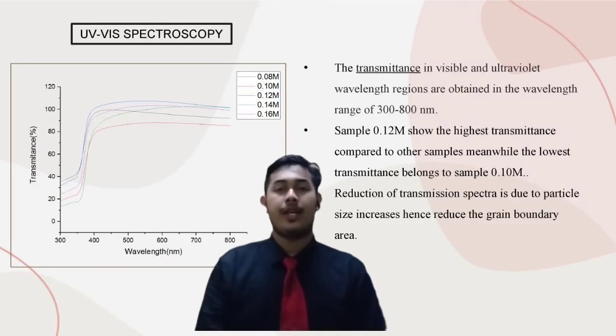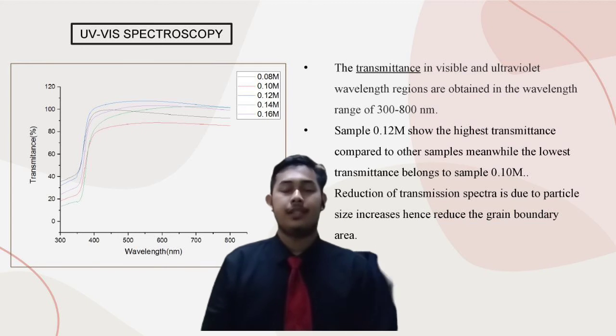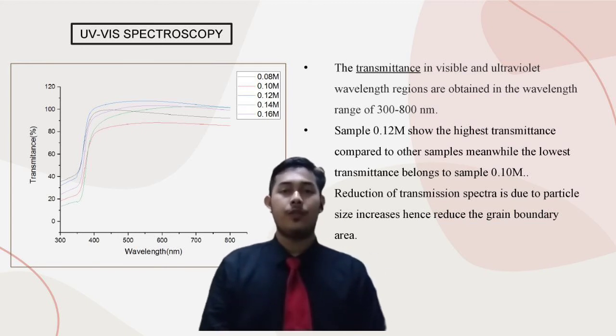Next is UV-VIS spectroscopy. The transmittance in visible and ultraviolet wavelength regions is obtained in the wavelength range of 300 to 800 nanometers. Sample 0.12 M shows the highest transmittance compared to other samples. Meanwhile, the lowest transmittance belongs to sample 0.10 M. Reduction of transmission spectra is due to particle size increases, hence reduce the grain boundary area.